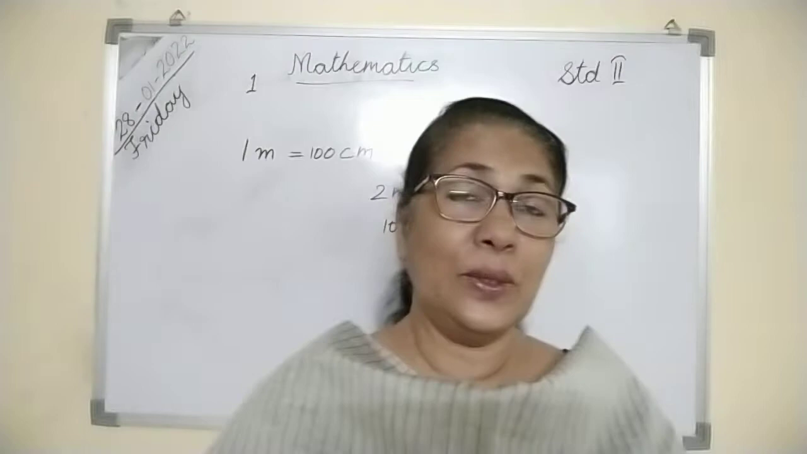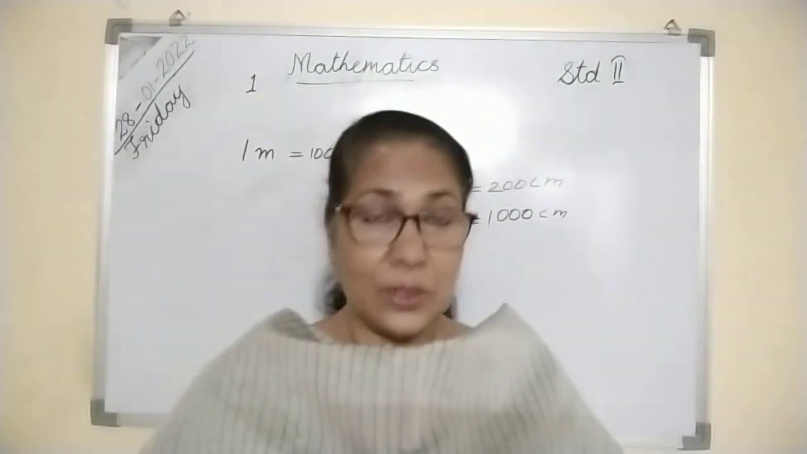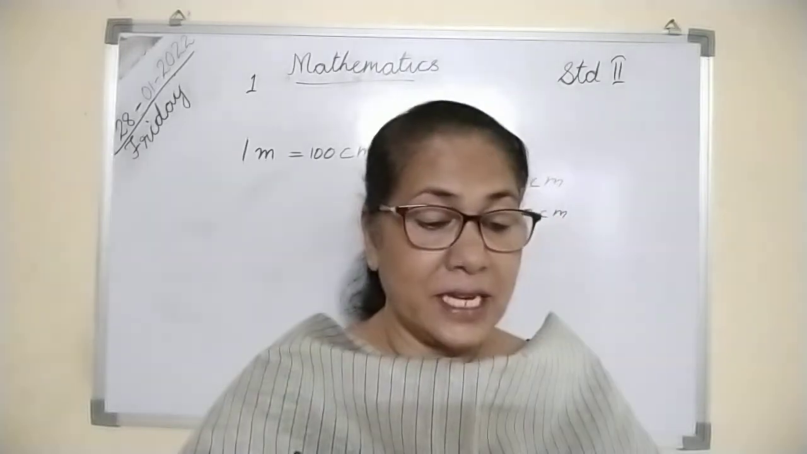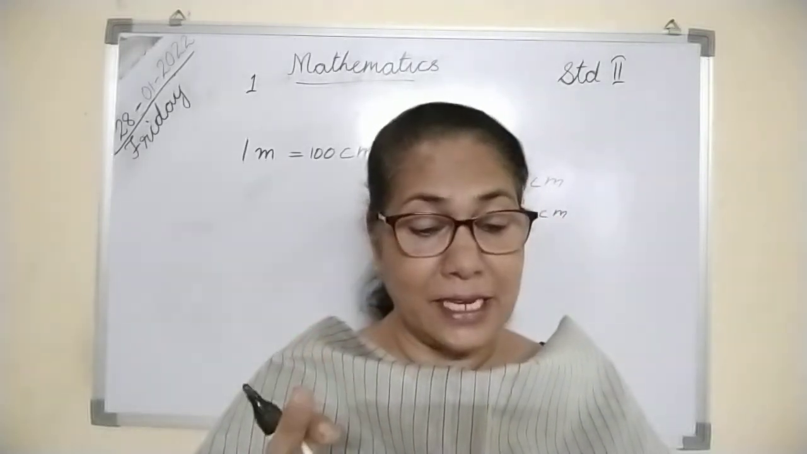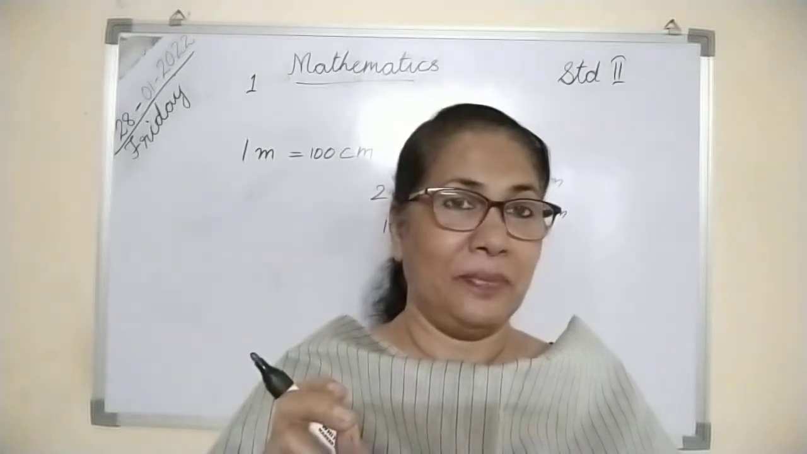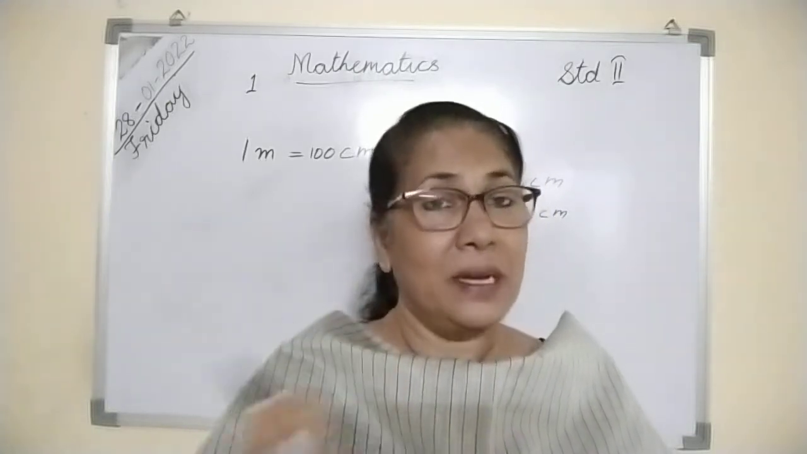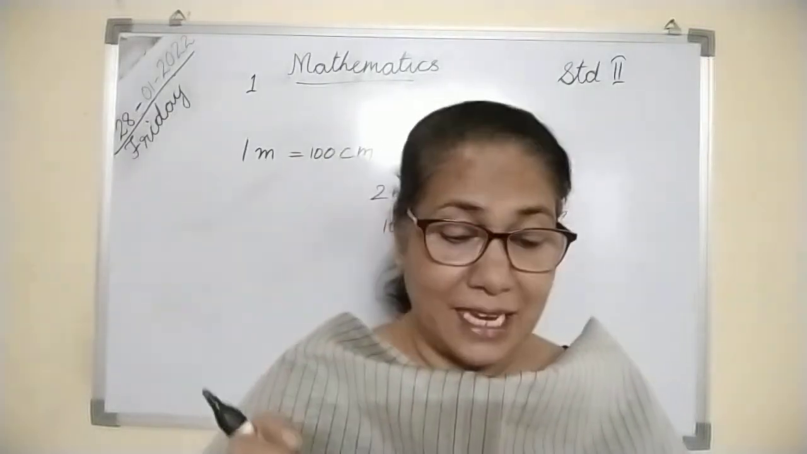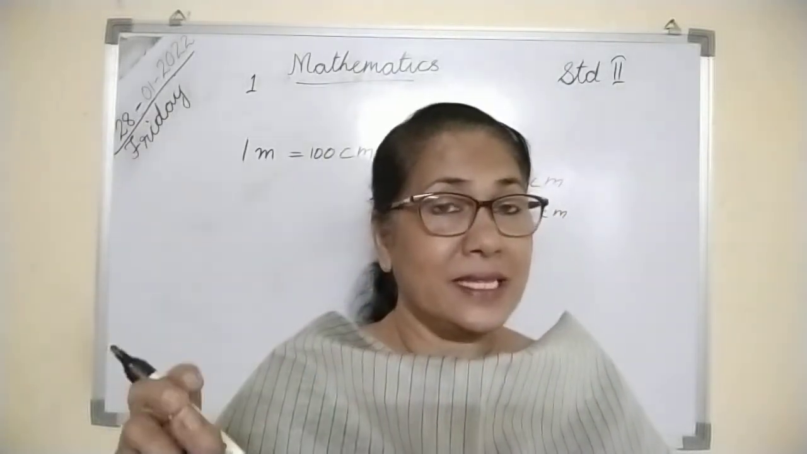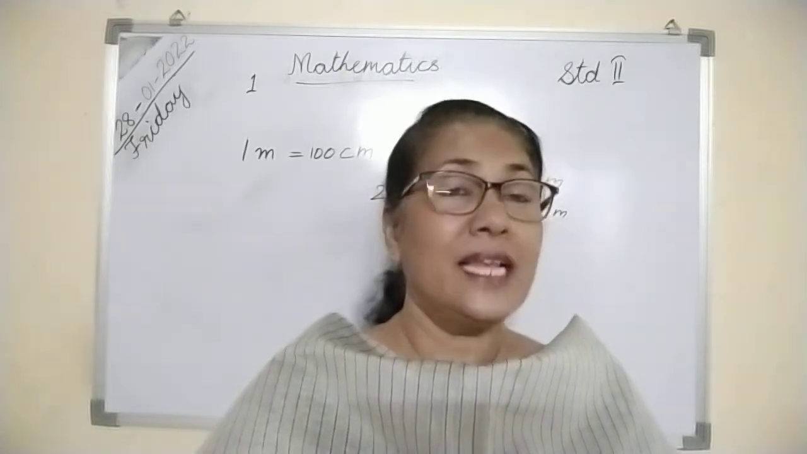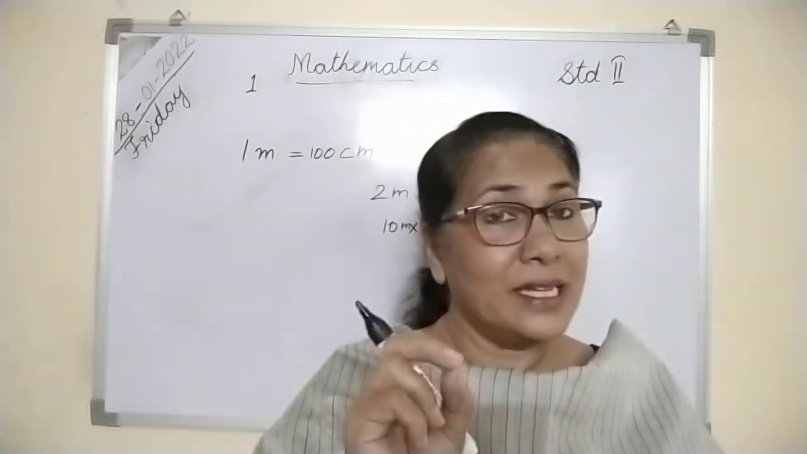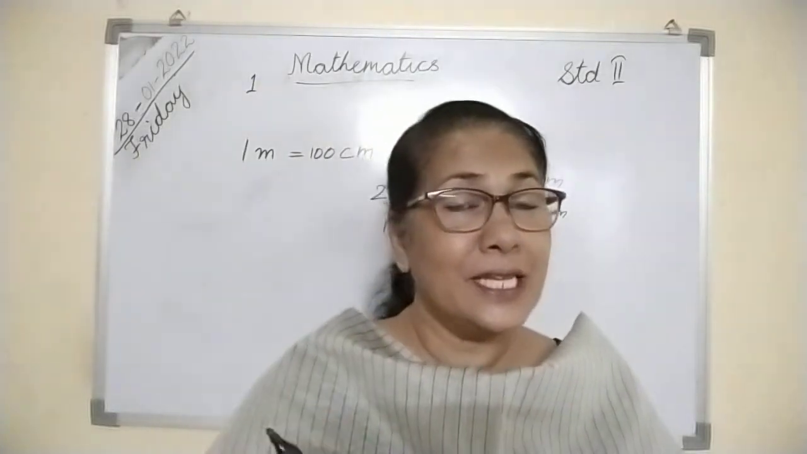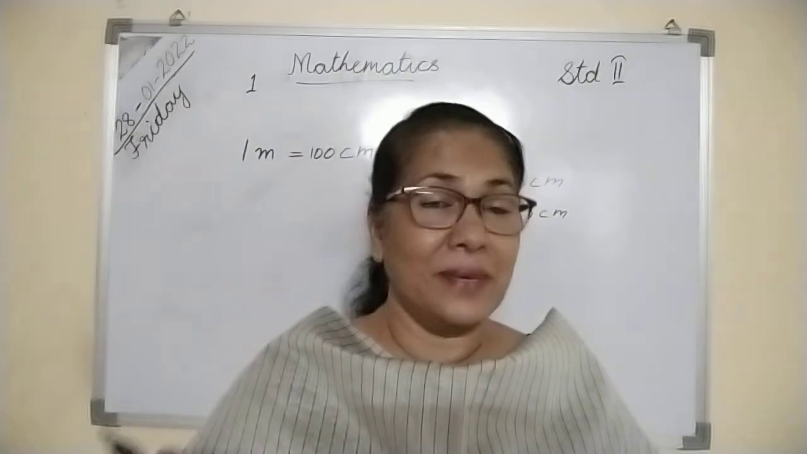10 meters is equal to 1000 centimeters. So now we are on page number 57. The length of 1 meter can be divided into 100 equal parts, that is 100 centimeters. 1 meter is equal to 100 centimeters and it is called what? Centimeters. When you divide that equally into 100 parts, it is called the centimeters.